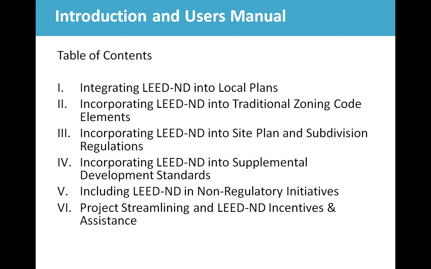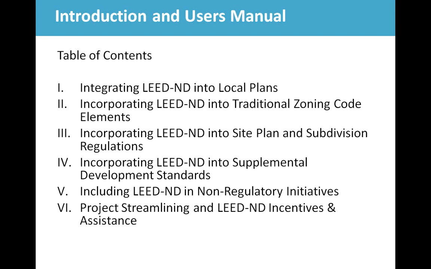The manual sections parallel a typical municipality's land development plans, codes, and policies. It essentially reorganizes criteria from the rating system's 3 categories into the typical sections found in local plans and land development regulations. The manual begins by presenting strategies for integrating LEED ND criteria into local comprehensive plans and special area plans, followed by strategies for incorporating LEED ND criteria into traditional zoning code sections and site plan and subdivision regulations, as well as other land use development standards, such as building codes.